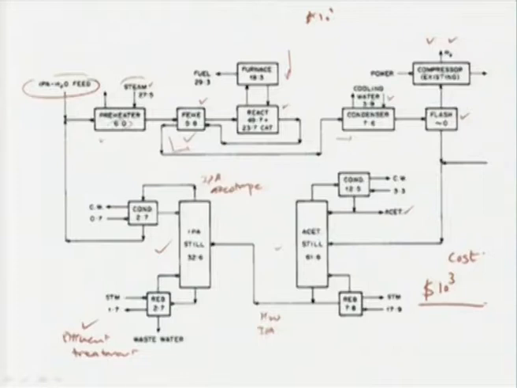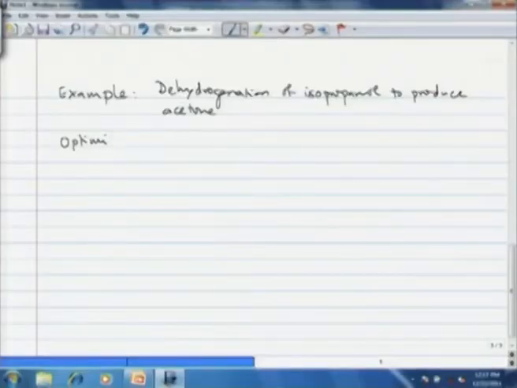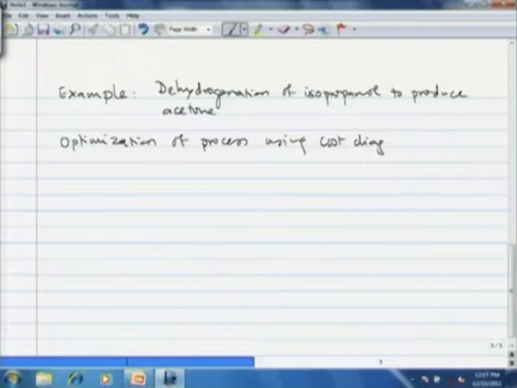Now what we can do is that using this particular cost diagram, we can see what are the areas or what are the locations where we can go for the optimization of the process, okay? And that we will see now. Optimization of process using cost diagrams. Now this optimization is based on thumb rules.